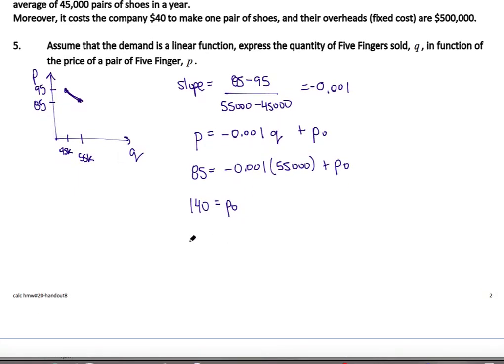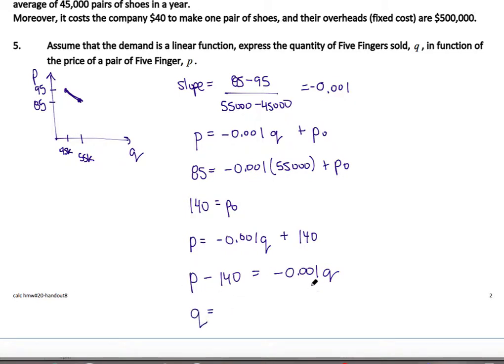So right now my equation is P equals negative 0.001Q plus 140. Now, the tricky part is that we want to have the quantity as a function of price. So I actually need to invert this equation. In order to do that, I'm basically just going to be solving for Q. So I'm going to have P minus 140 equals negative 0.001Q. And then I'm going to divide both sides by negative 0.001, so I'm going to move Q to the other side.